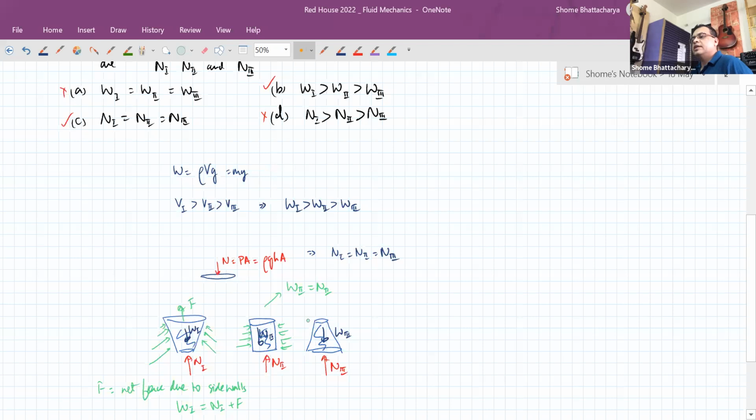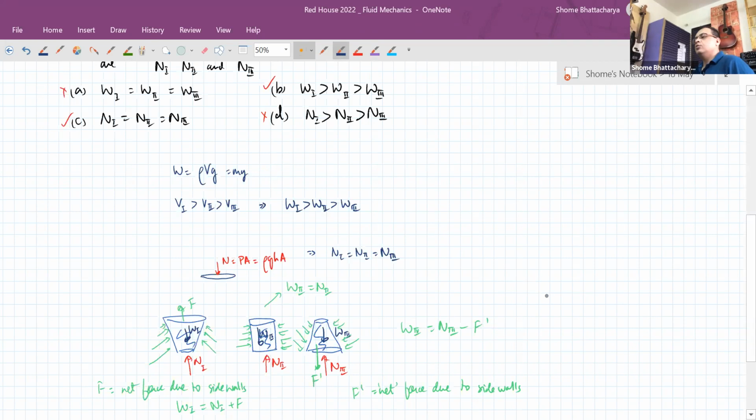the weight is exactly balanced by normal reaction. Whereas in the third case, the side walls will be applying force like this. So they'll be applying a net force. If you see the vector sum by symmetry, the horizontal components will cancel, the vertical components will add. So let's say that's F prime. So again, F prime is the net force due to side walls. And you will see that that adds vectorially downwards. So in this case, what is happening is that this weight is equal to this normal reaction minus the force that the side walls are applying.